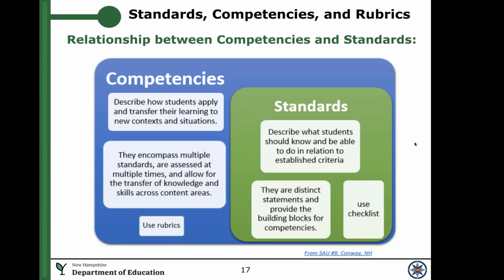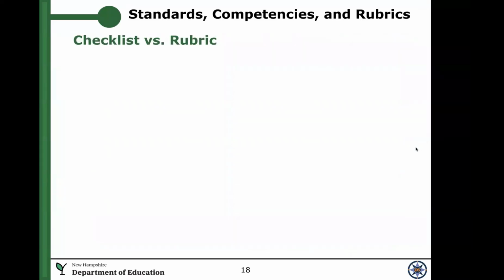And the framework or the skeleton are the standards. They describe what the student should know and be able to do in relationship to the criteria. And they're distinct statements that provide the building blocks. And we can use checklists to see, has a student met this? Is the student still working on this? And that helps assure us when they're ready to take the competency or show that they've met the competency.